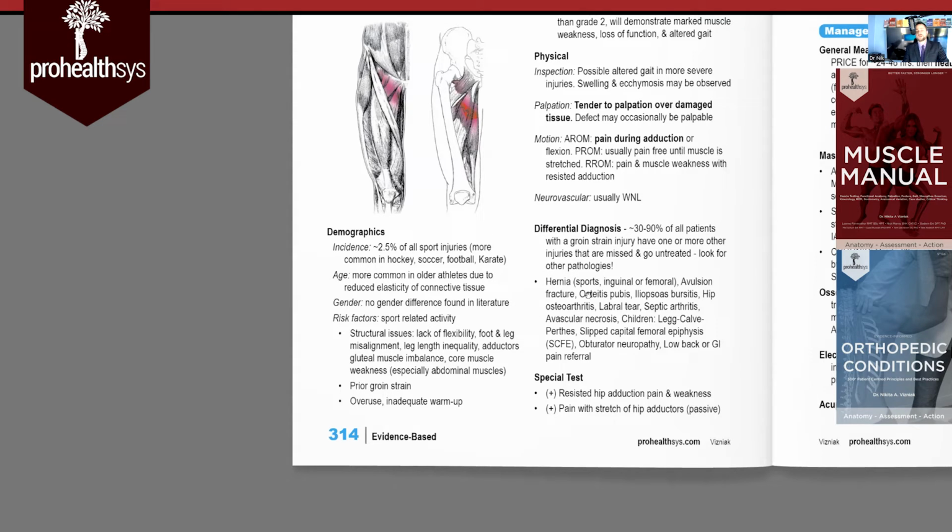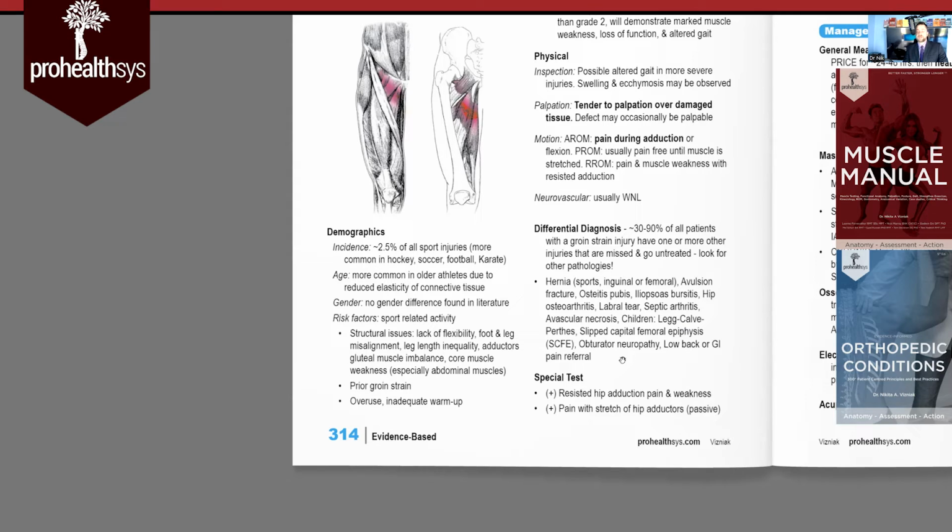So you could have hernias, avulsions, osteitis pubis, iliopsoas bursitis, osteoarthritis, labral tears, rarely septic arthritis. We'll come into that as a separate condition, a whole separate video on that. Legg-Calvé-Perthes in kids is always worrisome. When they come in with a limp or a groin strain, you definitely have to do a more detailed evaluation to make sure that they're going to be okay, including SCFE. Obturator neuropathy is pretty rare, but that is the distribution of the obturator nerve for its innervation. And of course, low back or visceral referral, GI, gastrointestinal referral patterns, you're looking at.